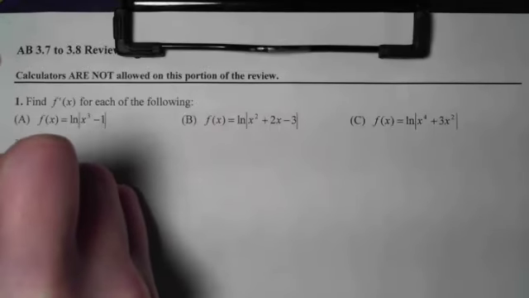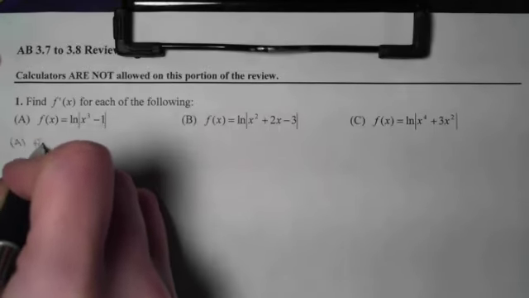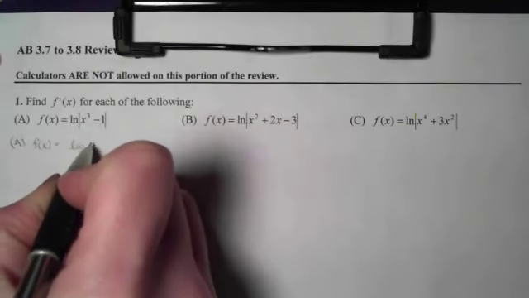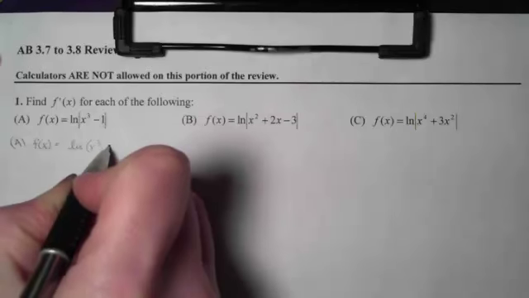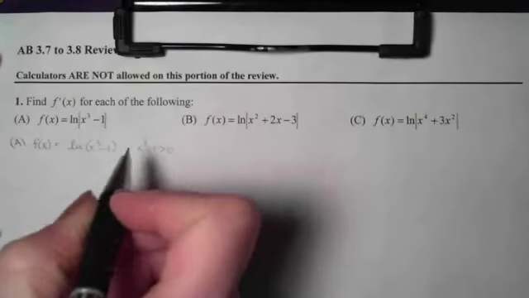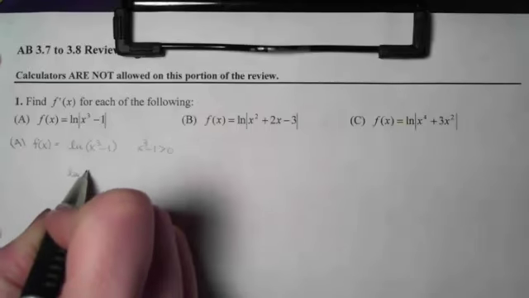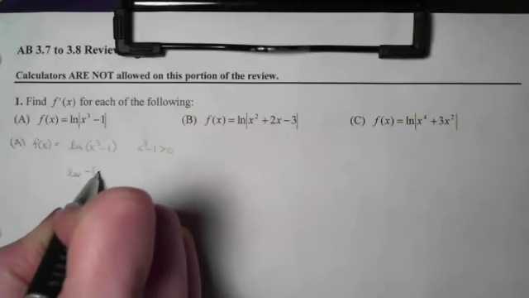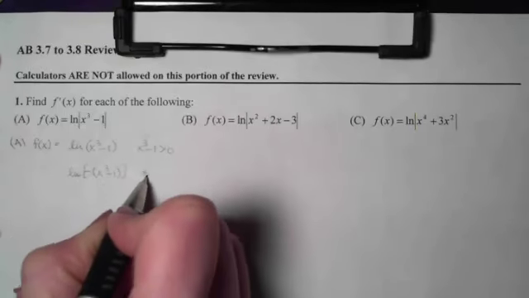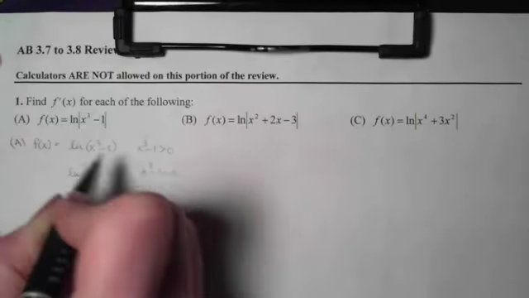So if we look at part A, we can rewrite this f of x in two ways. We can say that it is the log natural of the inside left alone whenever the inside is positive, or we can write it as the log natural of the opposite of the inside whenever that inside is negative.